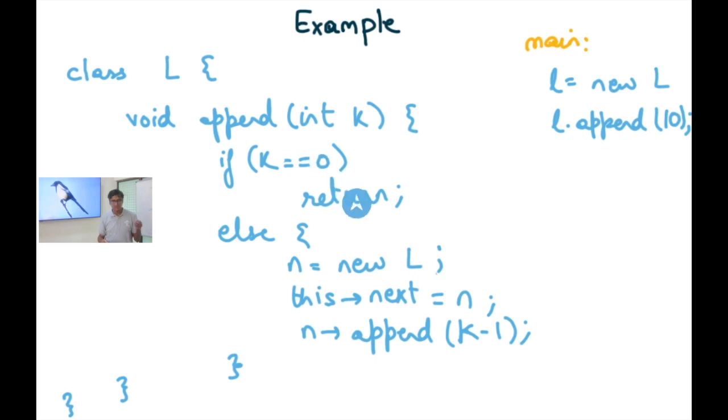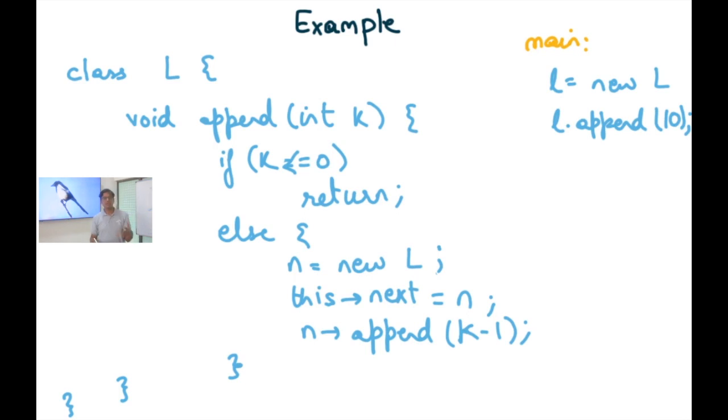If k was 0, then it just returns. If it was greater than 0, then I append one node, and then to it I append k minus 1 nodes. Right? And in the main function, let's say I allocate a new list L, and then I call L.append(10). That's going to append 10 different nodes to L.